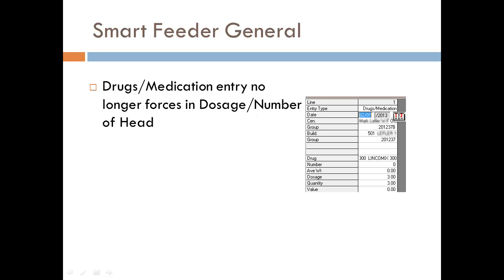Smart feeder. We've taken the forced-in quantity, the forced-in dosage. That was something where, if you didn't put in a quantity number of head and said I used this many units, it would try to assign it all to a single head. The dollars and the quantity used would be right, but the number of head was being calculated. So here we've made that a little more user friendly, we think.